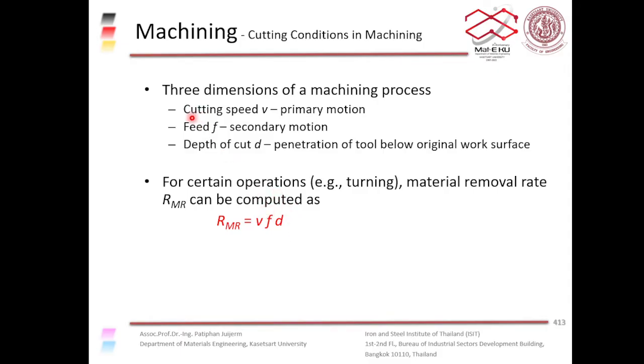Because cutting speed is just like meters per second, right? So this is a dimension over time. Feed is also a dimension, and depth is also a dimension. So you get three dimensions, so you get a volume, right? Over time, which is the rate of material removal.